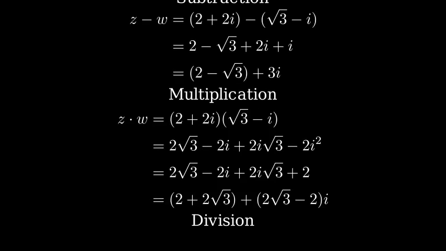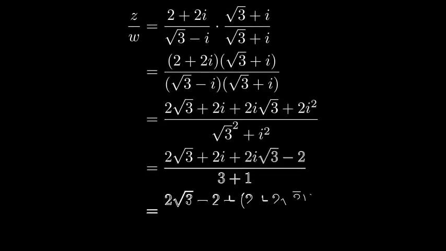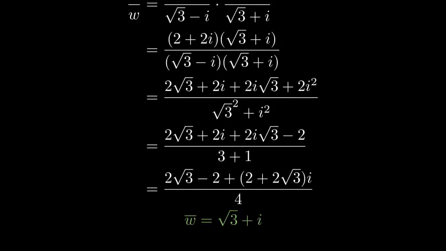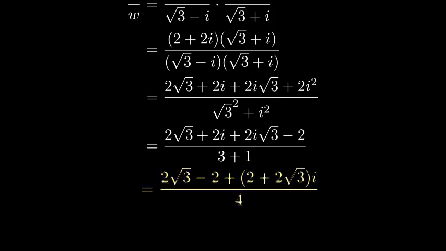For division, we multiply both numerator and denominator by the complex conjugate of the denominator. This eliminates the imaginary part in the denominator. The complex conjugate of w is square root of 3 plus i. Multiplying top and bottom, we get, after simplifying and combining like terms, the fraction with real and imaginary parts separated.